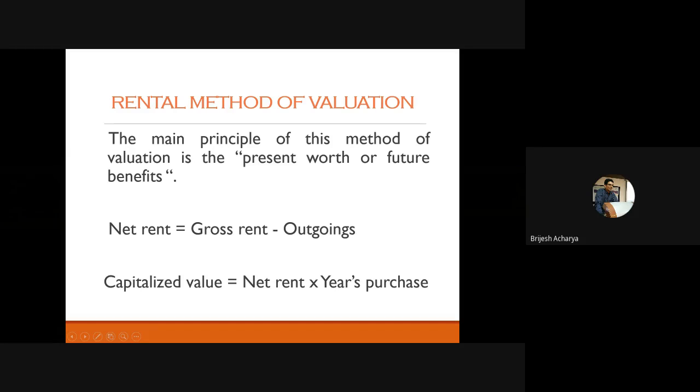Once the net rent of the property is known, then the capitalized value of a property is equal to net rent into the year's purchase. That will give you the value of the property. So this method is known as the rental method of valuation.